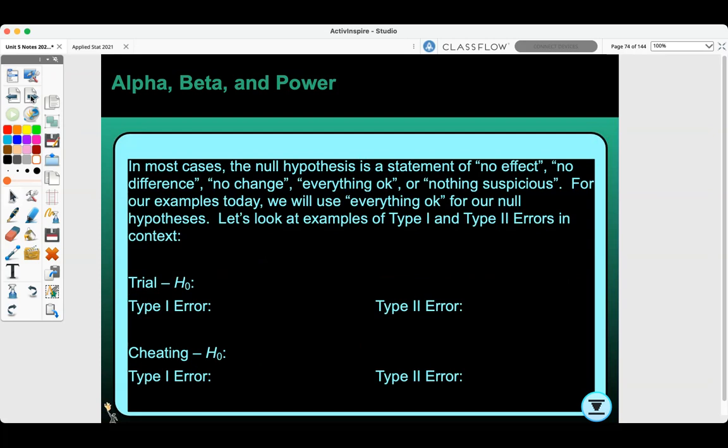In most cases, the null hypothesis is a statement of no effect. No difference, no change, everything's okay, or nothing is suspicious. For our examples today, we will use everything is okay for our null hypothesis. Let's look at examples of type 1 and type 2 errors within context, using the examples that we've done before.